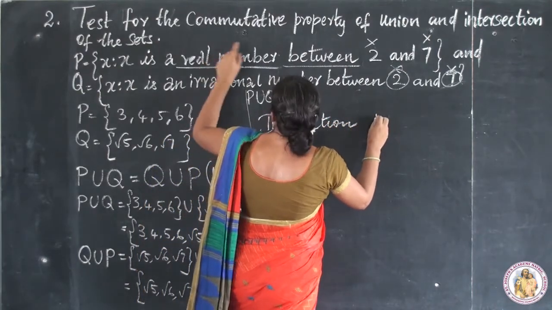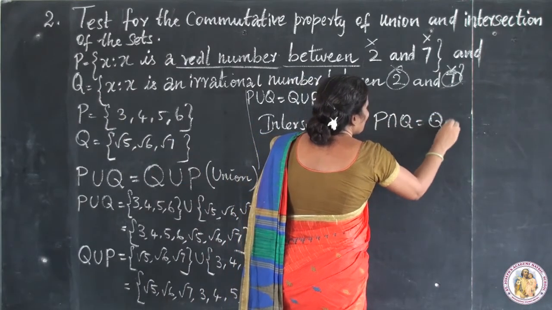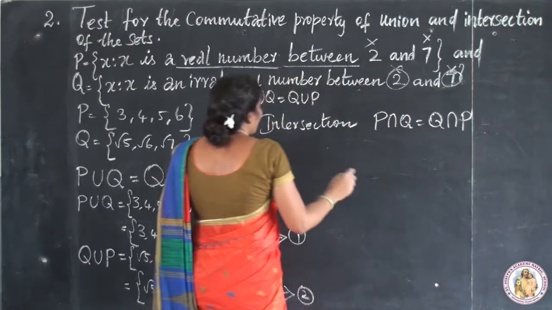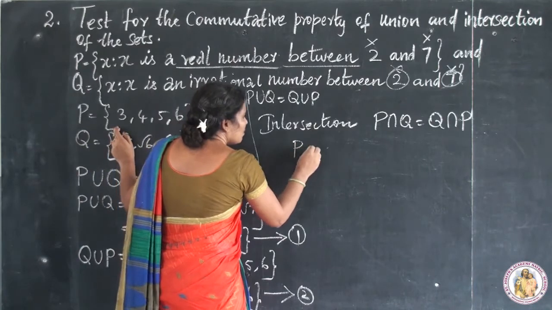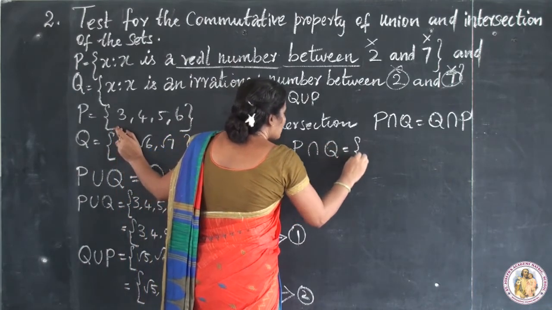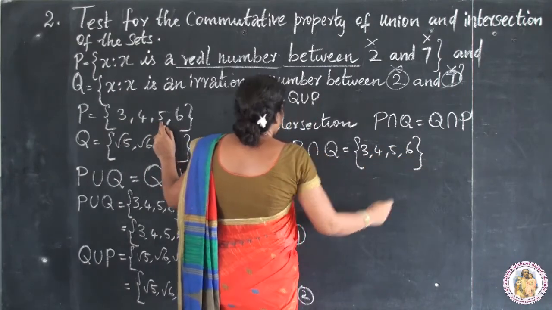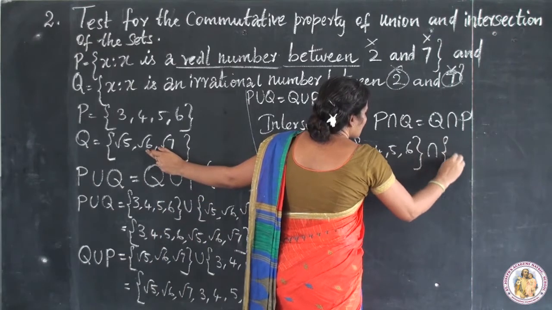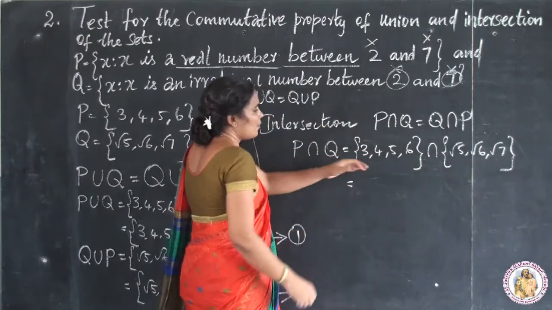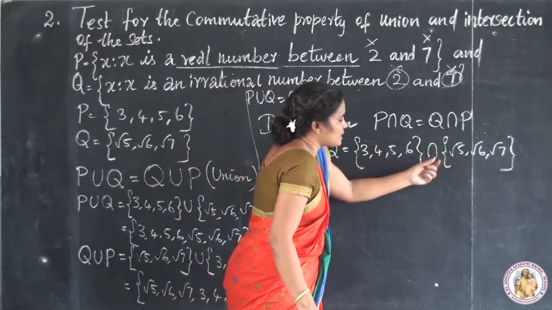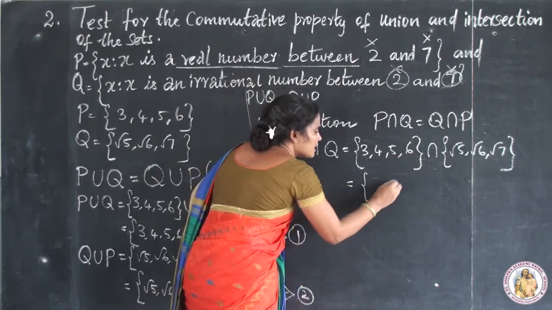Take P and Q. So P intersection Q is equal to Q intersection P. Take the same elements for P and Q. First find P intersection Q. P is 3, 4, 5 and 6, and Q is root 5, root 6 and root 7. Here we can see no number is common. In intersection we must have common elements. Here we don't have any common elements, so it is a null set.